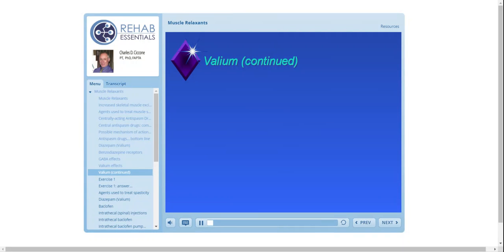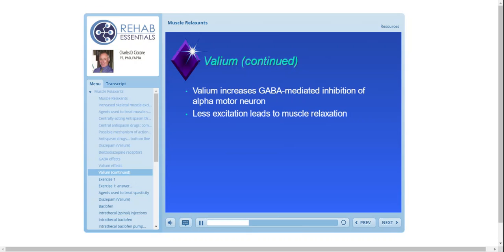This summarizes what that diagram just showed, what we were just talking about. Valium increases the GABA-mediated inhibition, the inhibition of the alpha motor neuron caused by GABA. Valium makes GABA work better. As we get more inhibition, there's less excitation going out to the muscle, and the muscle relaxes.